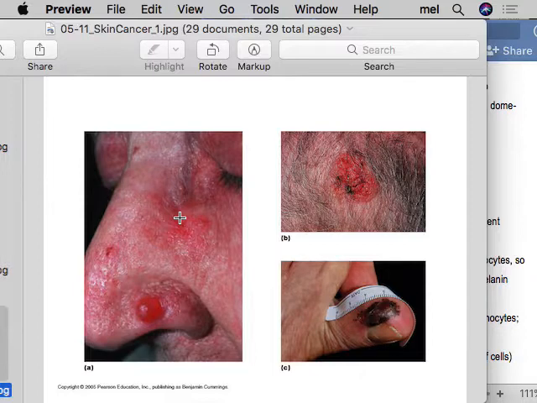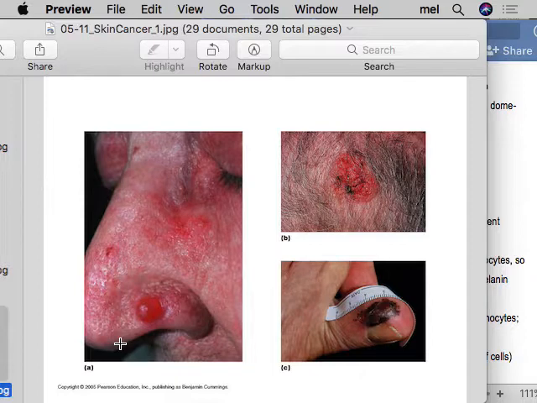Just sort of a persistent little zit that you couldn't pop. In the early stages, it generally looks like this. Now, can it kill you? Of course, every cancer can kill you, but this one, of the 3 types of skin cancers that we're going to discuss, is the least likely to metastasize.